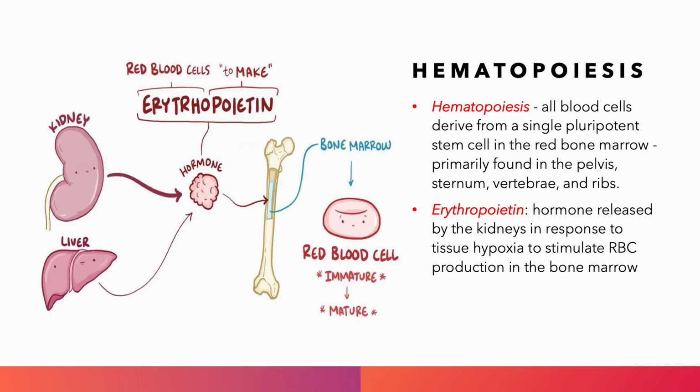And that is the reason why patients who have kidney disease often develop anemia, because they're not producing enough erythropoietin. And so patients who have kidney disease, who are on dialysis, we tend to give them erythropoietin to help with that blood production.